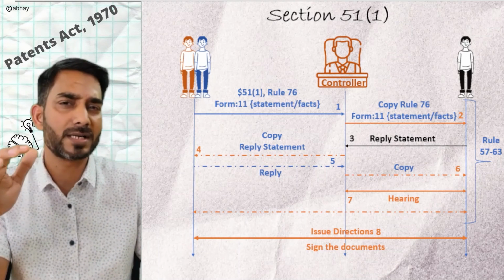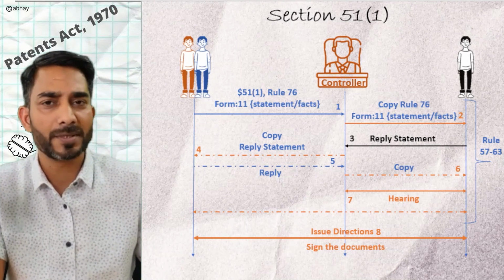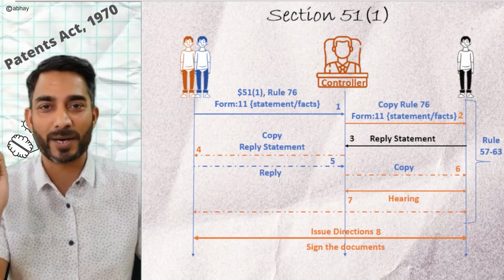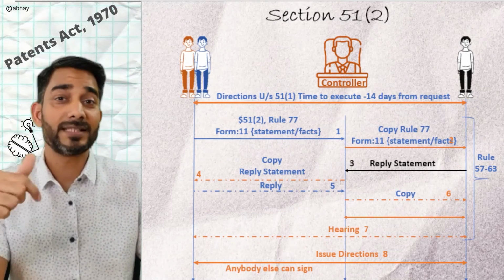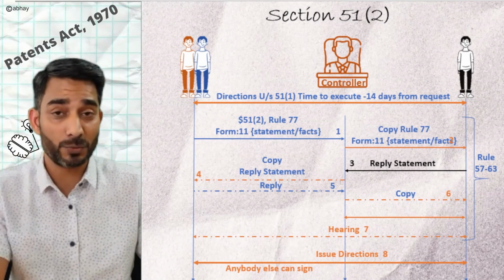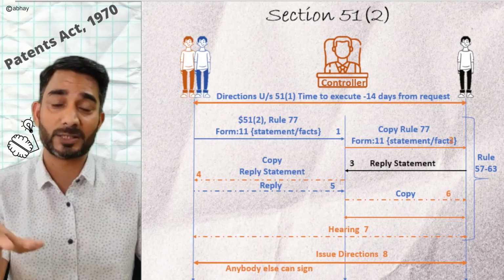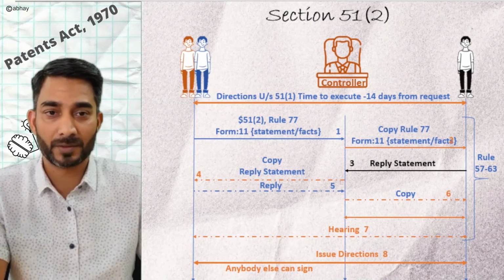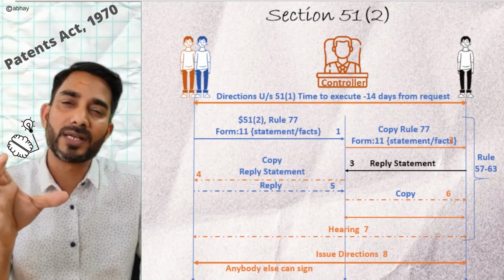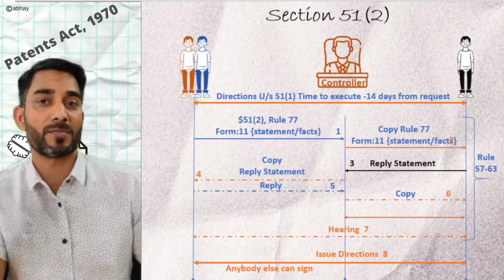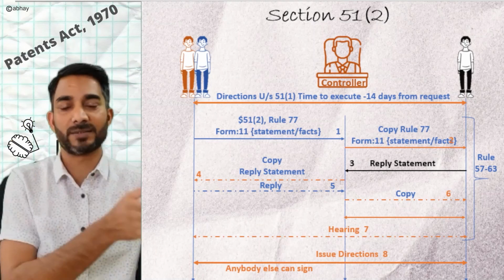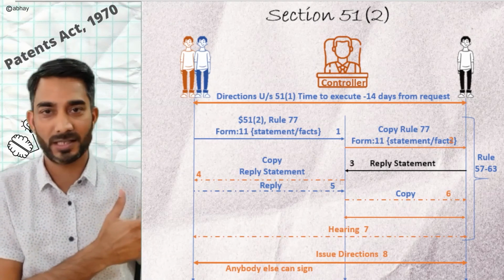What if the second party doesn't agree to it? What happens in that situation? Let's take a look at that scenario. In the scenario where the second party is yet to execute the documents as per the directions given by the controller, the timeline provided is 14 days from the receipt of the request from the first party. The first party would send some documents for them to sign, and they have not signed.